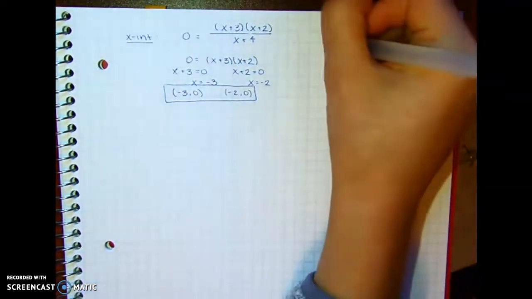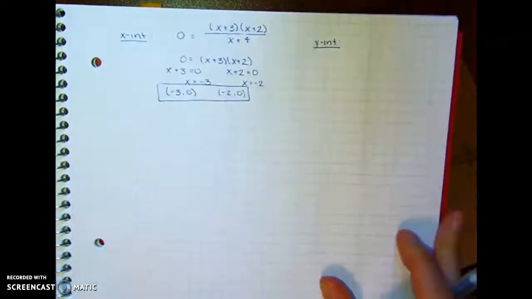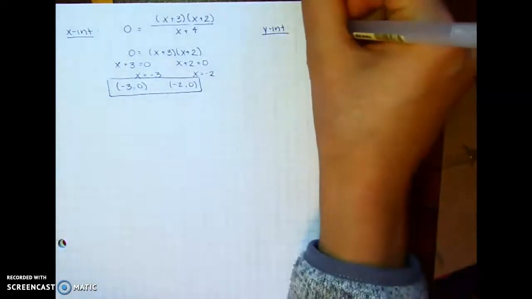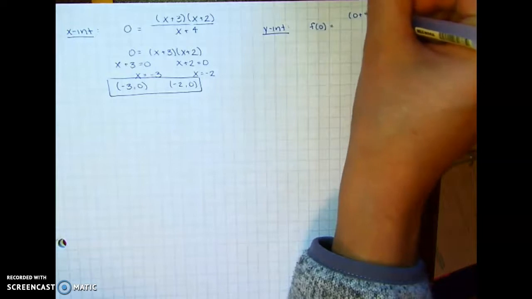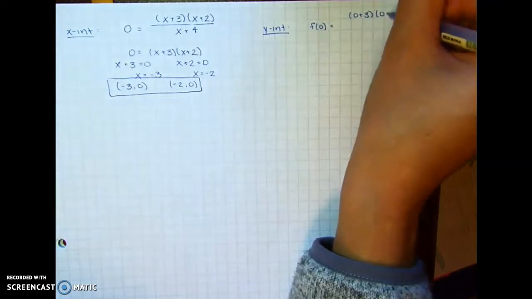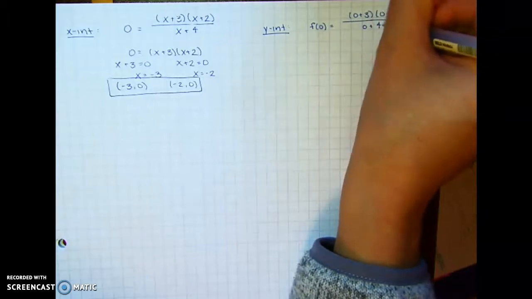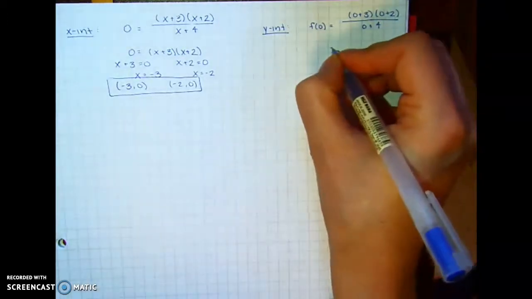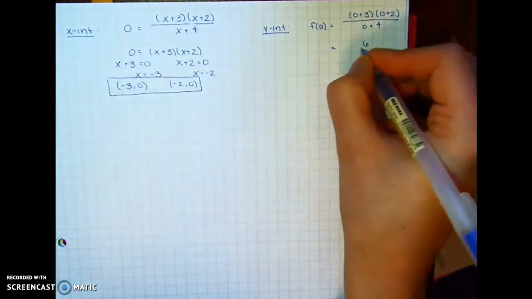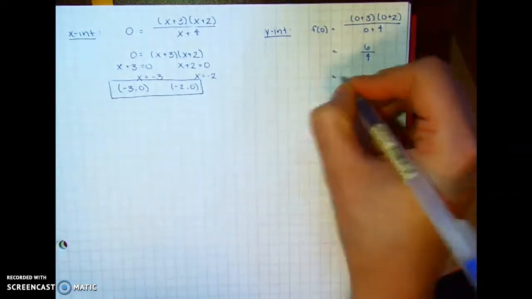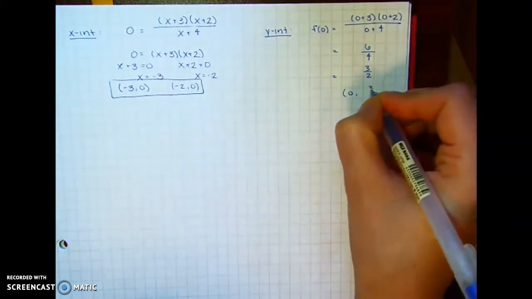Alright, y-intercept. So this is when x is 0, and again, don't forget to show your work. So what do we get? 3 times 2, so that'll be 6/4, which is 3/2. So our y-intercept will be 0, 3/2.